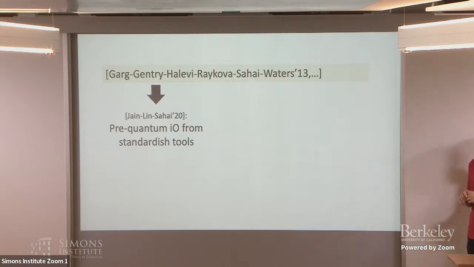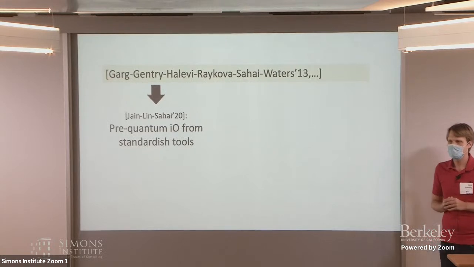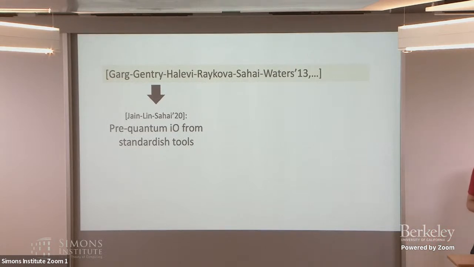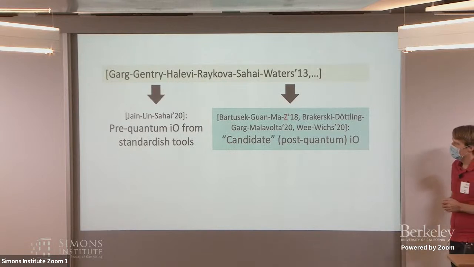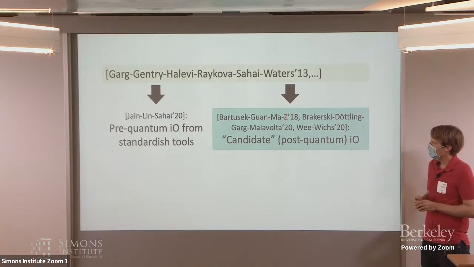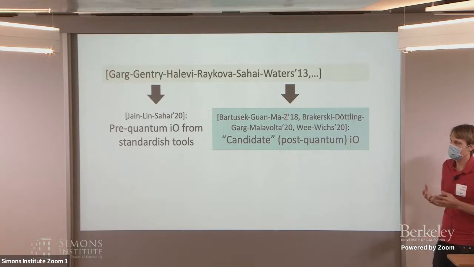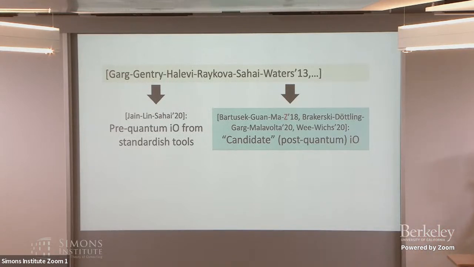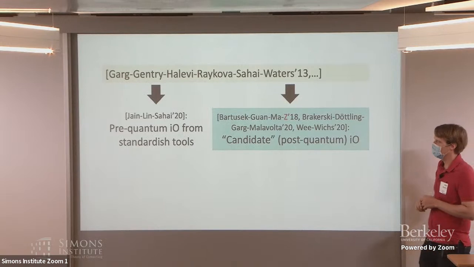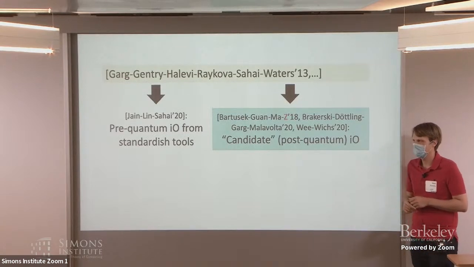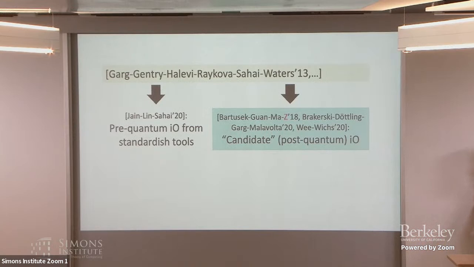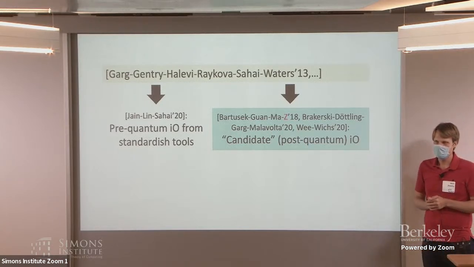The tools they use do not have, or at least one of the tools they use does not have, security against quantum attackers. So in the classical world, we actually have pretty compelling constructions of iO. In the quantum world, things are not as good, but they're okay. So we have a few works that have proposed constructions of iO, and these are really candidates, but they have been analyzed. There've been a number of works trying to justify the security of these, and they plausibly are post-quantum.